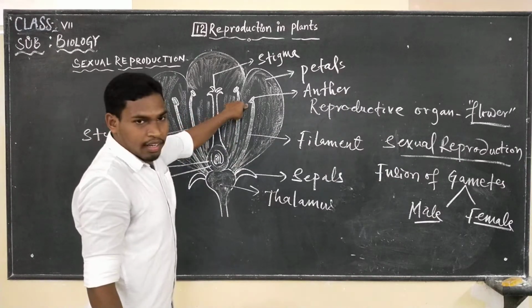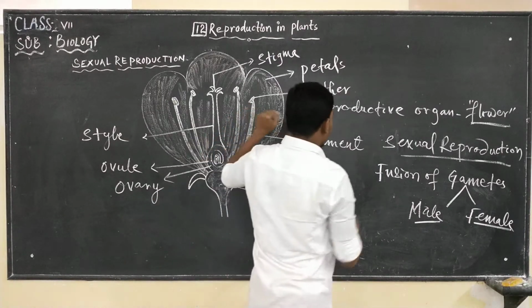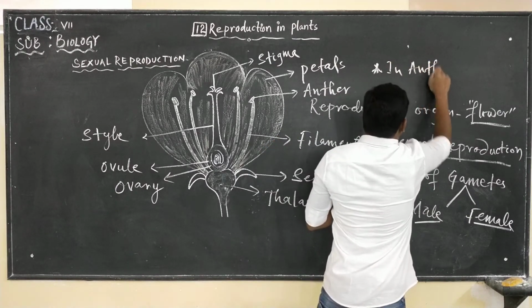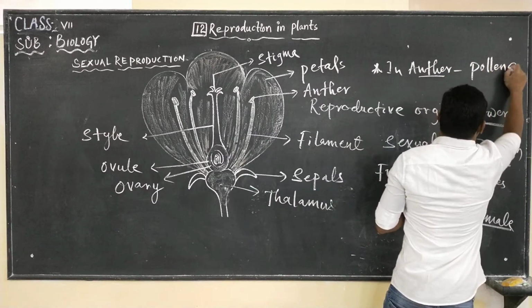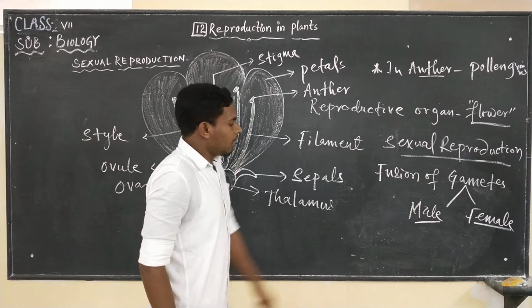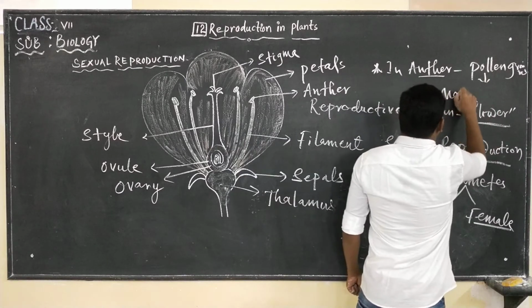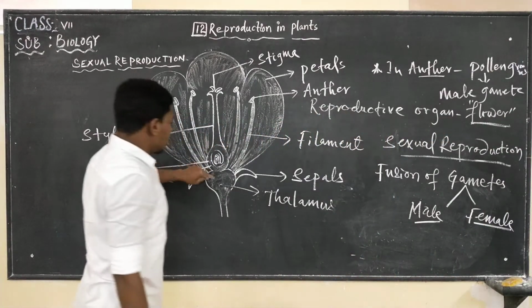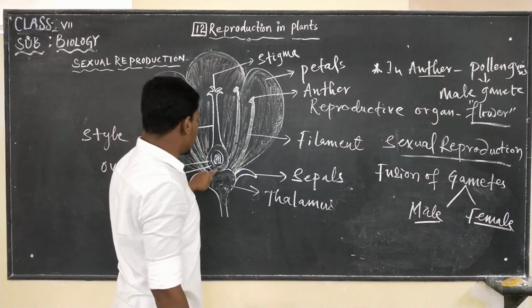Here, this is anther, right? In the anther we find pollen grains. Pollen grains produce the male gamete. And ovule produces the female gamete.